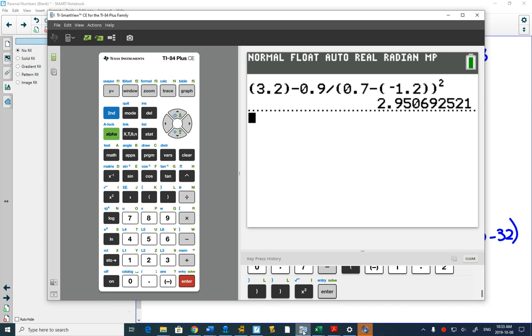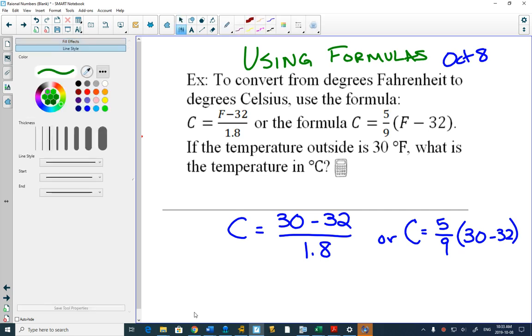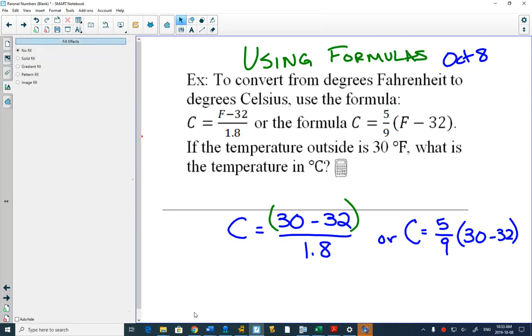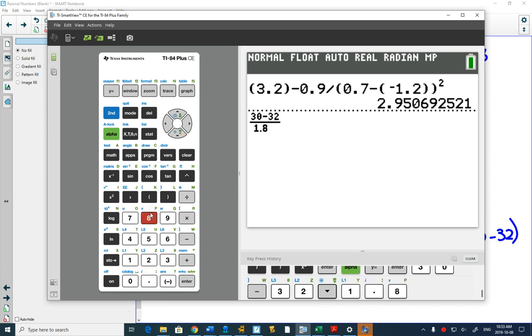Now, in your calculator, it's important to know how your calculator works. So with this first one, 30 minus 32 divided by 1.8, having something on the top of a big fraction like that is like having it in brackets. Some calculators are very fancy. My calculator here can even let me write it exactly like this. 30 minus 32 divided by 1.8 and push enter, and it tells me that the temperature in Celsius is negative 1.1.